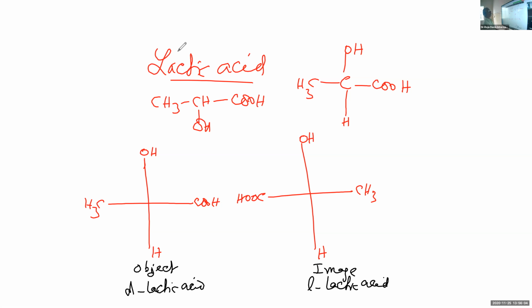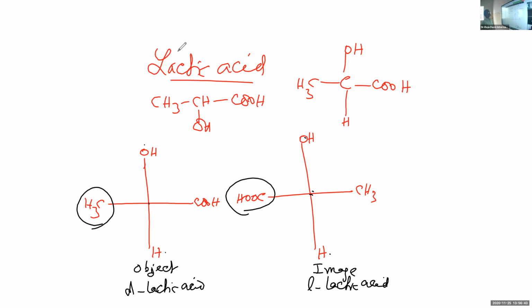And these two are non-superimposable. If you slide these two, you just keep the image over the object as such. Say carbon and carbon will be coming in the same position. OH and OH will be coming in the same position. H and H will be coming in the same position. But what about CH3 and COH? They are not identical. Similar is the case with the other side also.